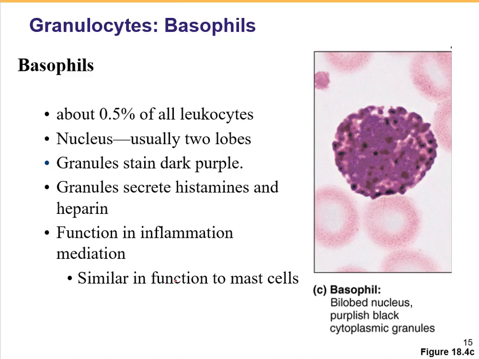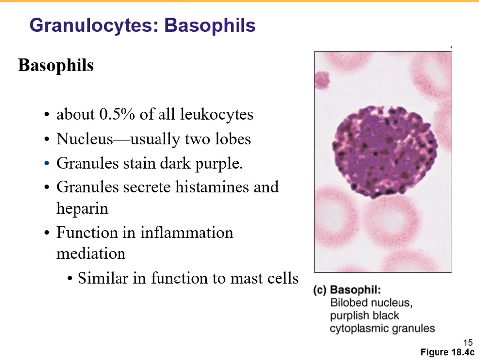Next, the rarest white blood cells among the granulocytes are the basophils, which make up less than 1% of all leukocytes. If you look at them under the microscope, their nucleus typically has 2 lobes and their granules stain dark purple, which masks or covers their nucleus. So it's kind of hard to find their nucleus under these granules. And now let's talk about what they do.